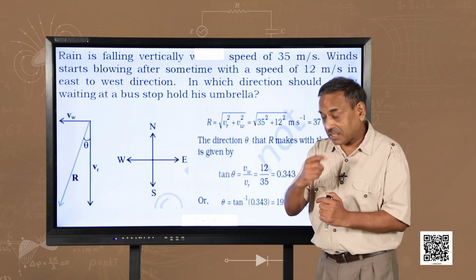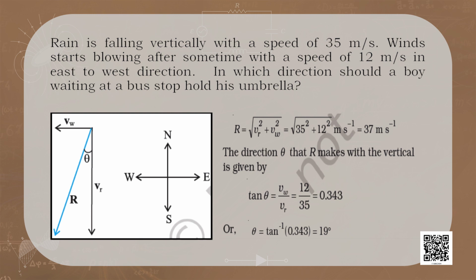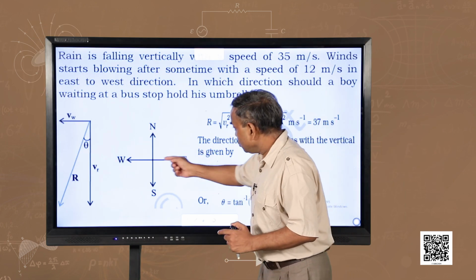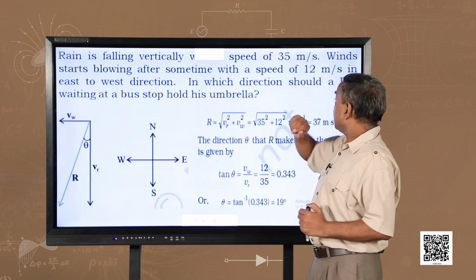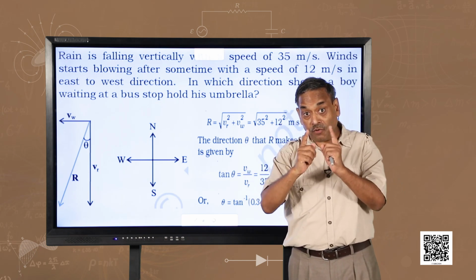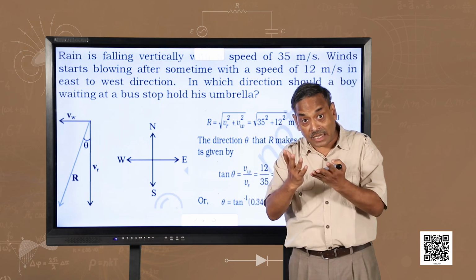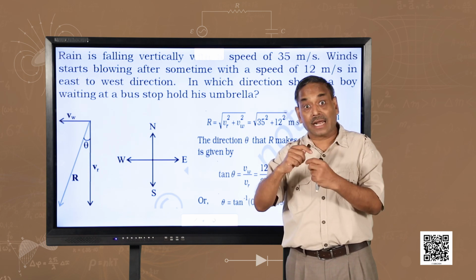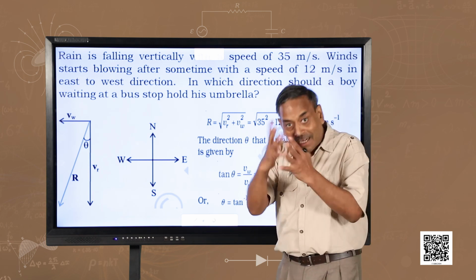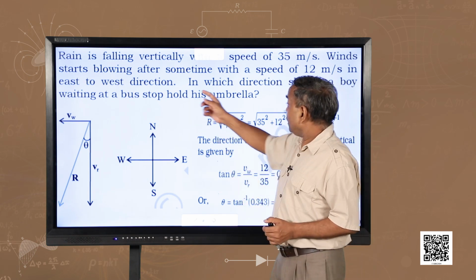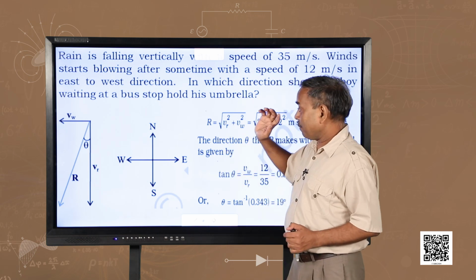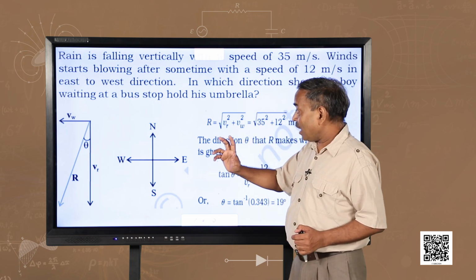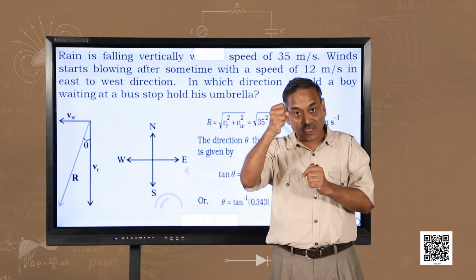Now, these are the velocity vectors. Suddenly the wind starts blowing along a direction from east to west, with a speed of 12 meter per second. Remember my words: when I say speed of 12 meters per second, this is scalar, but when I add the direction to it, from east to west, it becomes a vector quantity. Now, in which direction should a boy waiting at a bus stop hold the umbrella?